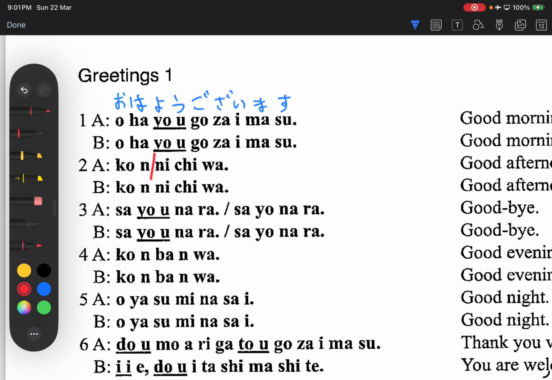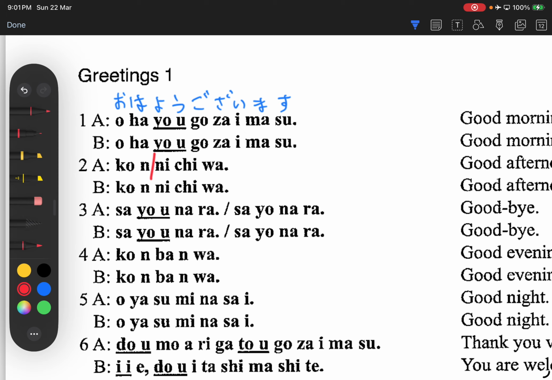Number two, konnichiwa. Singaporeans like to say konichiwa, which is wrong. There's a double N. Please don't ignore the double N. The first N goes with the front part, so instead of saying ko, we say kon. So konnichiwa. Please don't make the mistake again. Of course, if somebody says good afternoon to you, you reply konnichiwa.